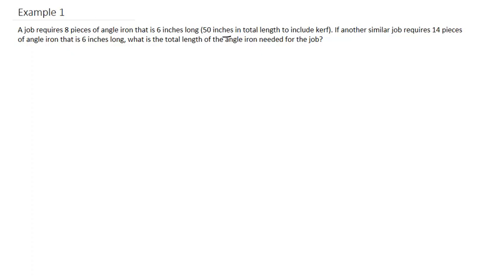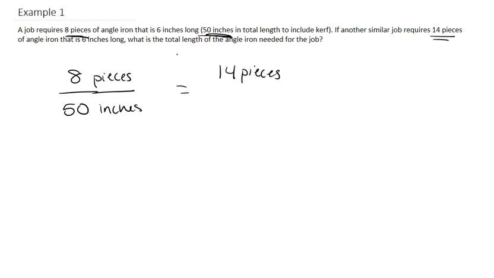So we can see that we have 8 pieces that would be 50 inches long. So we can go ahead and write 8 pieces over 50, or we could put 50 over 8, either one. But we just have to be consistent across. So since we put 8 pieces on the top and 50 inches on the bottom, what we're looking for is, if another similar job is 14 pieces, what is the total length of the angle iron needed? So what we're solving for then is the length on the bottom, which is now x.